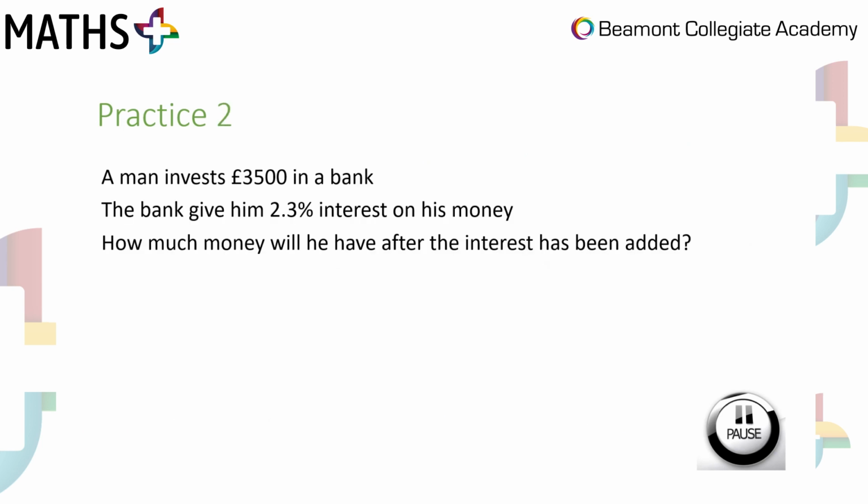Right, moving on then. So remember, the purpose of this video was to look at how we solve compound interest questions. So a man invests 3,500 in a bank. The bank give him 2.3% interest on his money. How much money will he have after the interest has been added? So similar question to what we've just done, but it's now put into a context. So the man invests 3,500, he gets 2.3% interest, and what we want to know is how much money will he have after the interest has been added. Okay, so pause the video, have a go at that question.